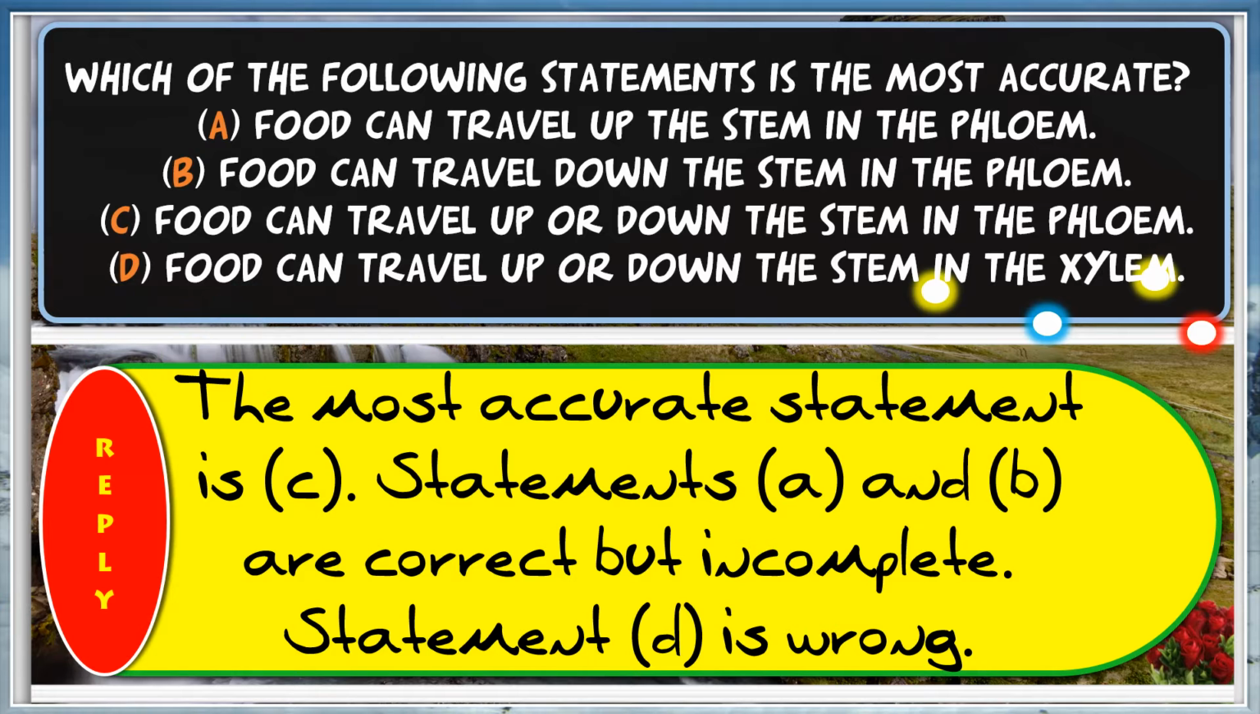Statement A and B are correct. That is, food can travel up the stem in the phloem and food can travel down the stem in the phloem. But they are incomplete. Statement D is wrong. That is, food can travel up and down the stem in the xylem. So, the most accurate statement is C. Food can travel up or down the stem in the phloem.